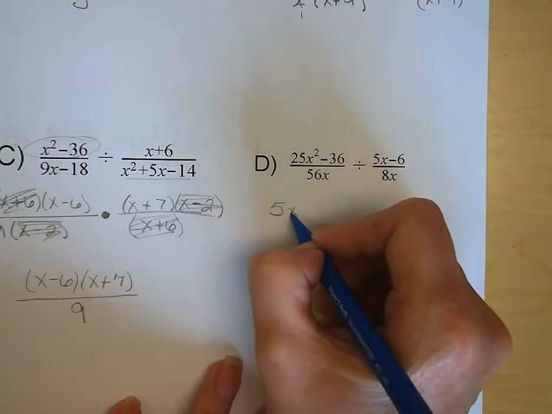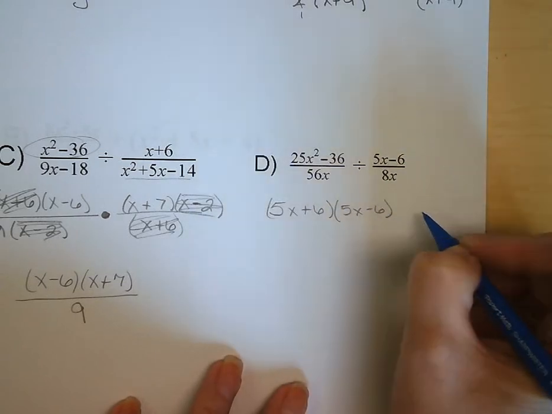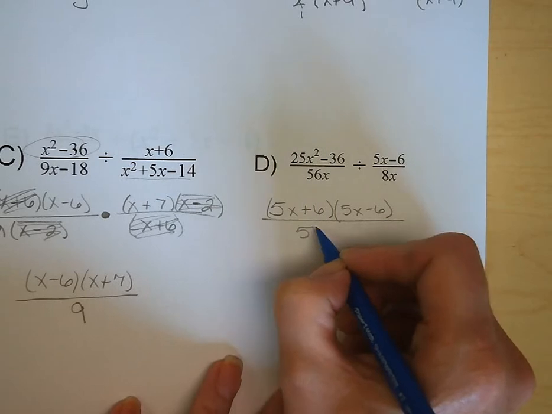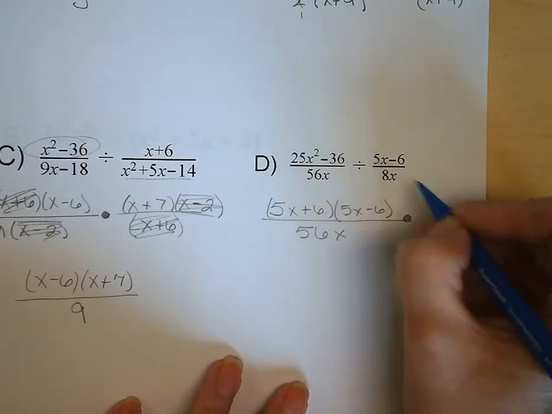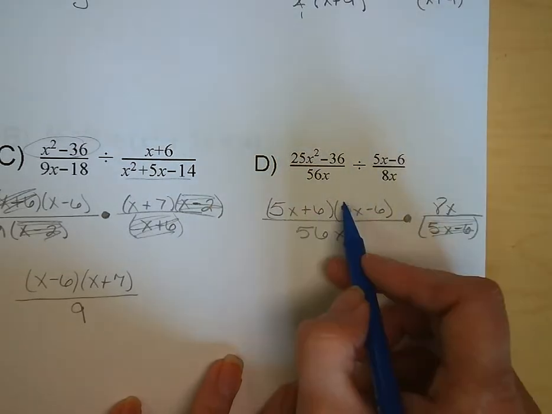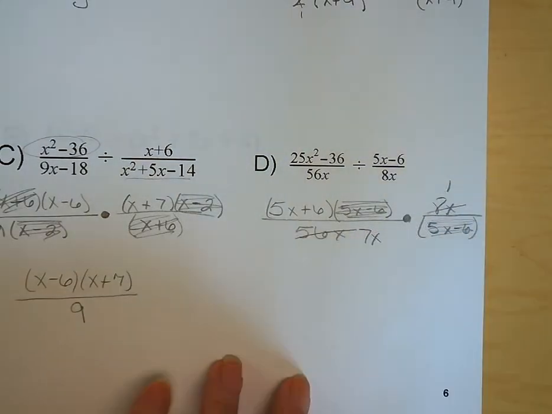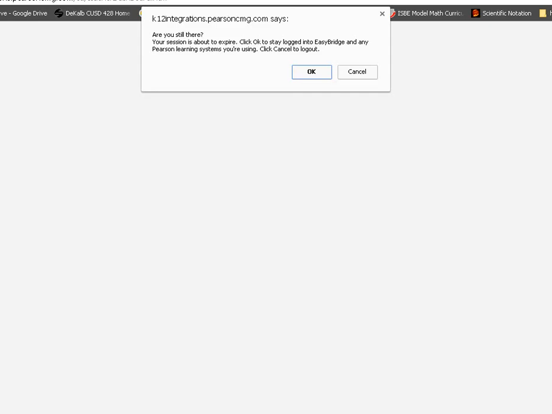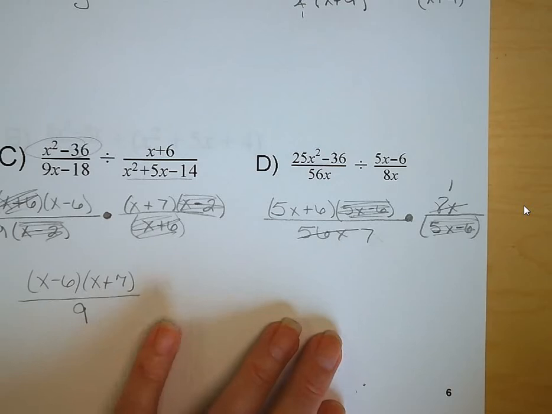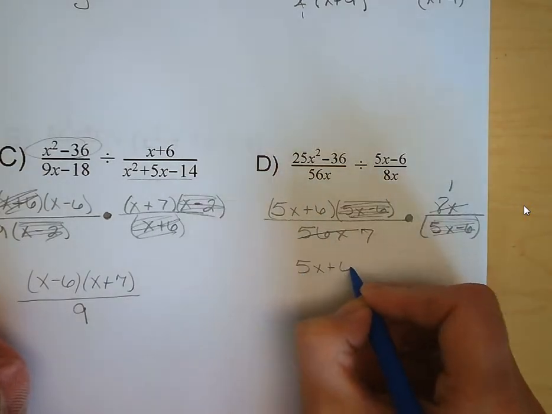Next up, 25x squared minus 36. 5x minus 6 times 5x plus 6 over 56x. Change our operation. Flip the fraction. 8x over 5x minus 6. 5x minus 6's cancel out. 8x is gone. Reduces to 7 in the denominator, and we are left with 5x plus 6 over 7.